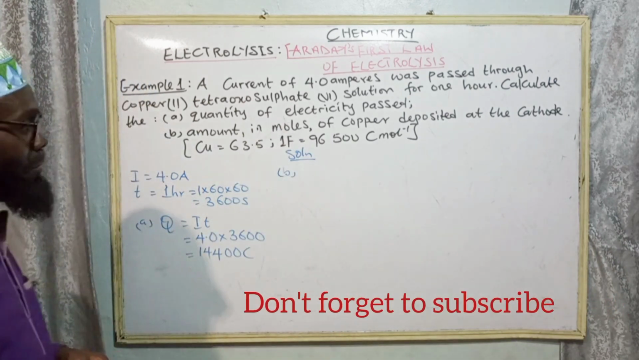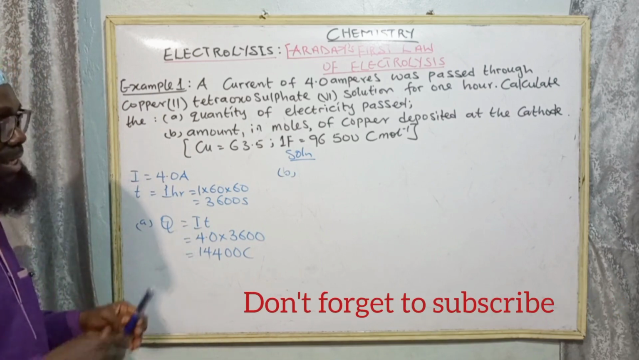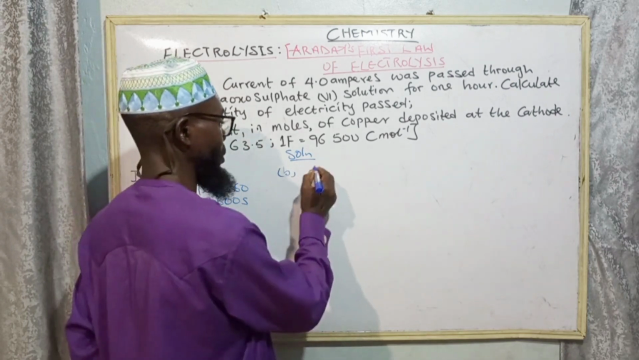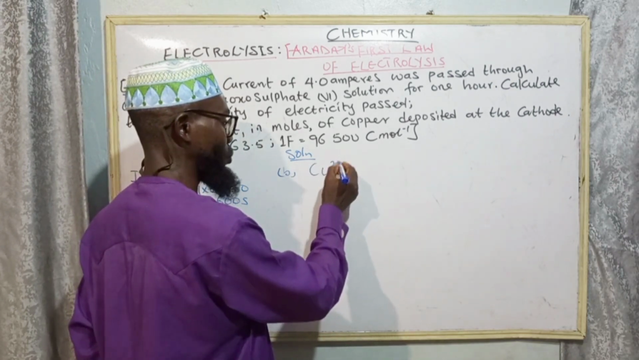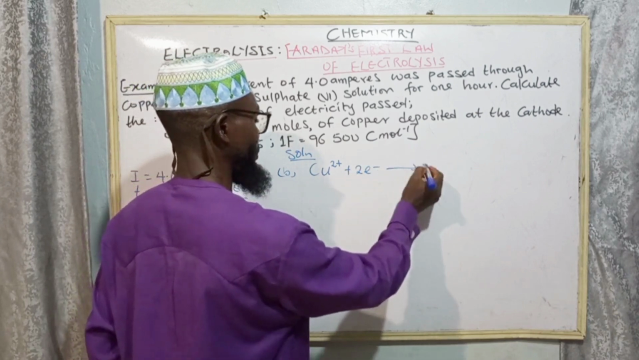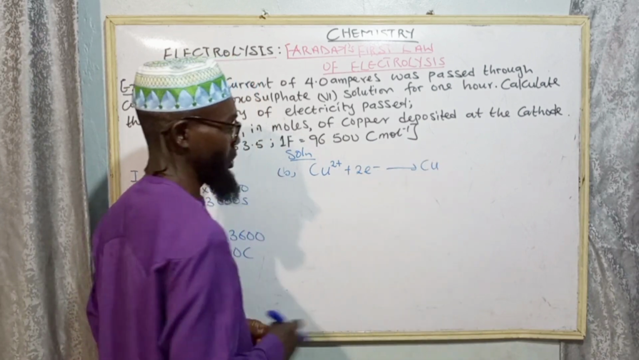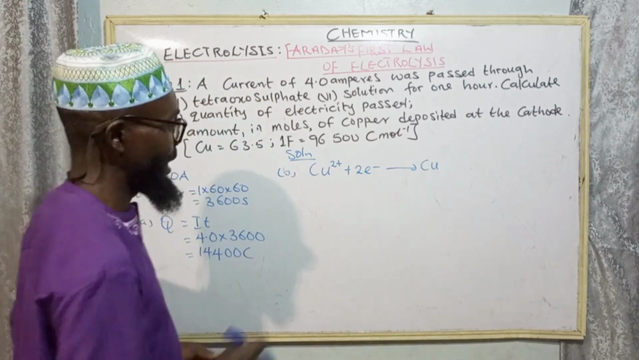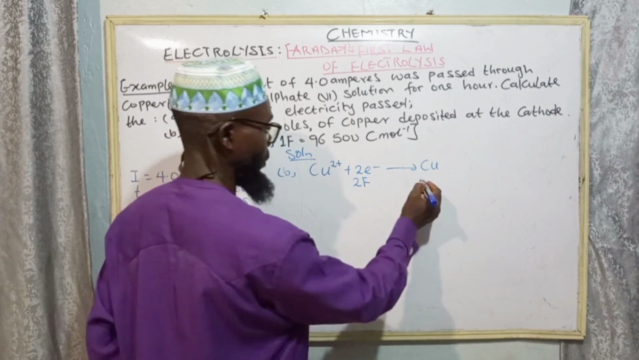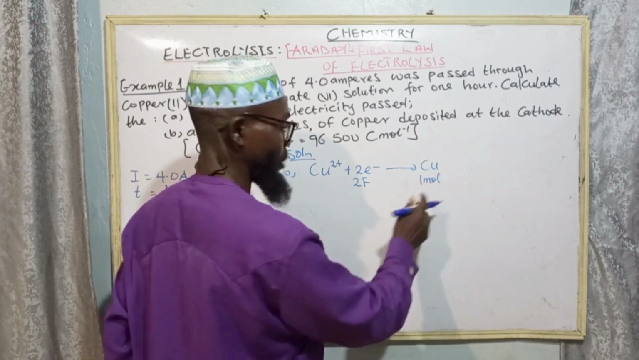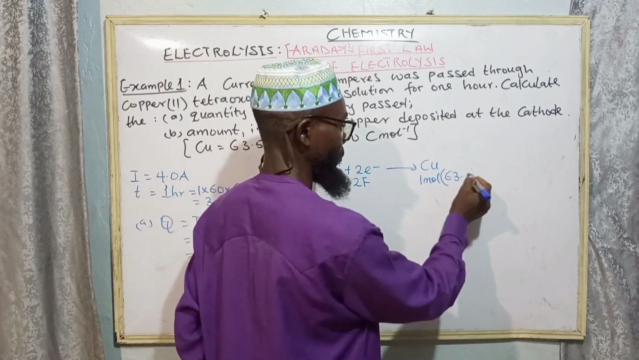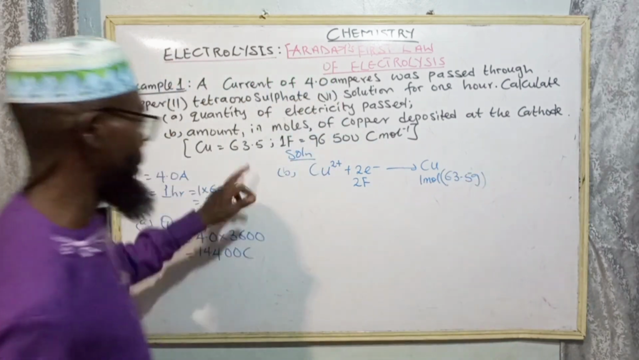Question B. Calculate the amount in moles of copper deposited at the cathode. We know very well that copper has a 2+ charge, Cu2+ plus 2 electrons, and is deposited as solid copper. From here, 2 Faradays of copper ion will give us 1 mole of copper. And this 1 mole of copper is equivalent to the molar mass, which is 63.5 grams.